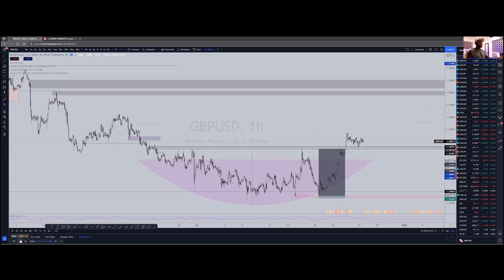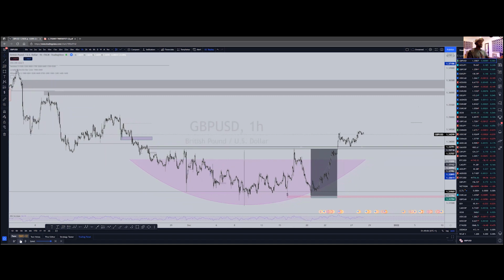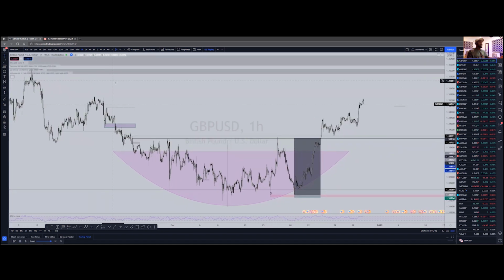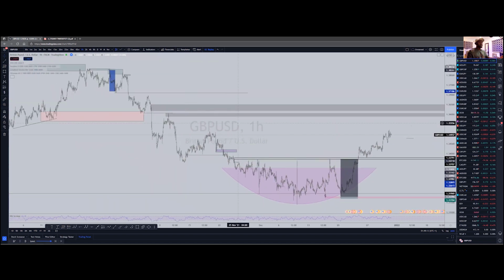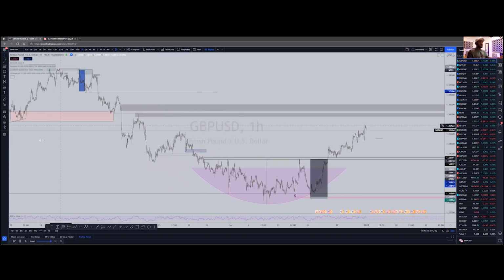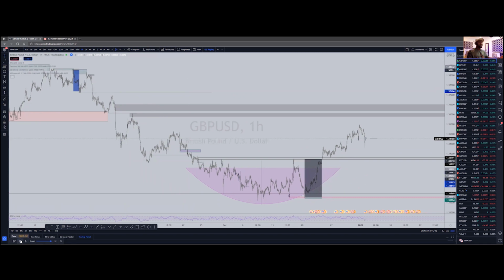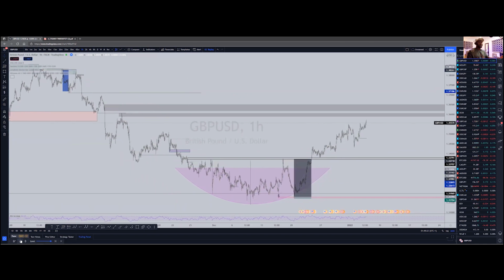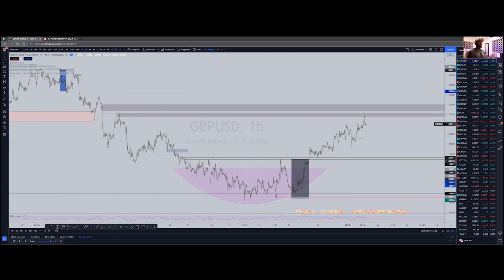Price kept moving. Look at this supply that I have here. That was the next major supply. And price moved. And of course, I think price got to that supply. Yeah, got to that supply.